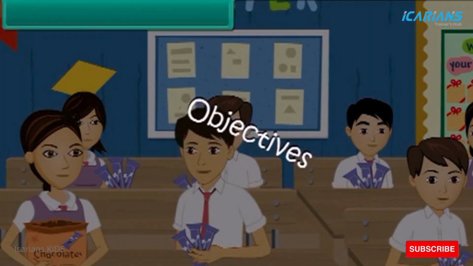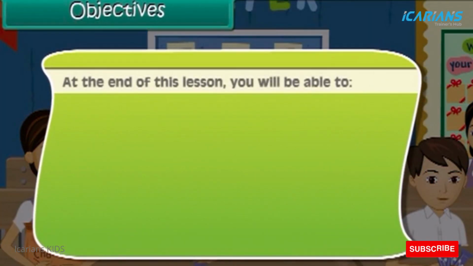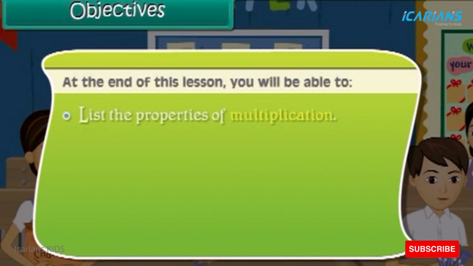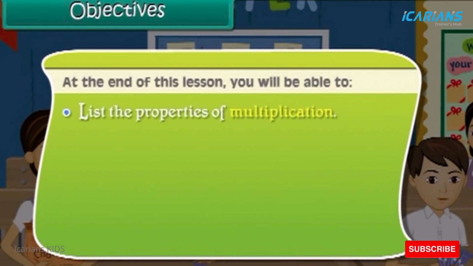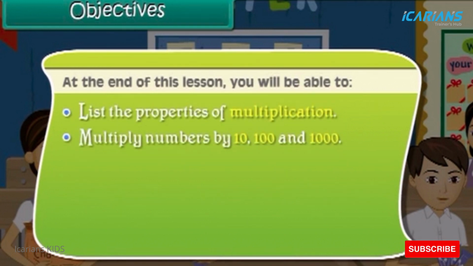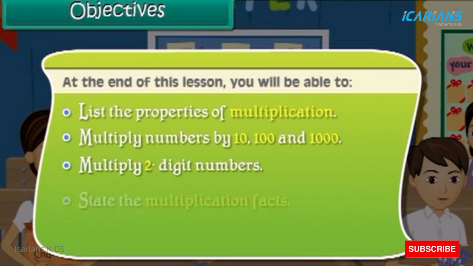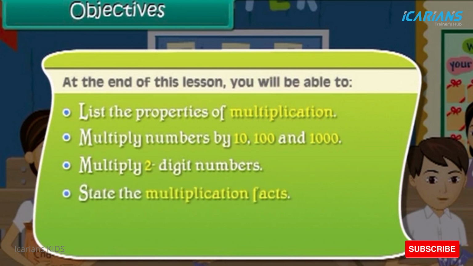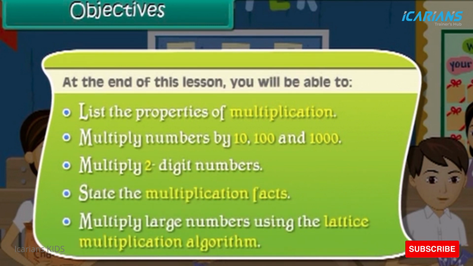Objectives. At the end of this lesson, you will be able to list the properties of multiplication, multiply numbers by 10, 100 and 1000, multiply 2-digit numbers, state the multiplication facts, multiply large numbers using the lattice multiplication algorithm.